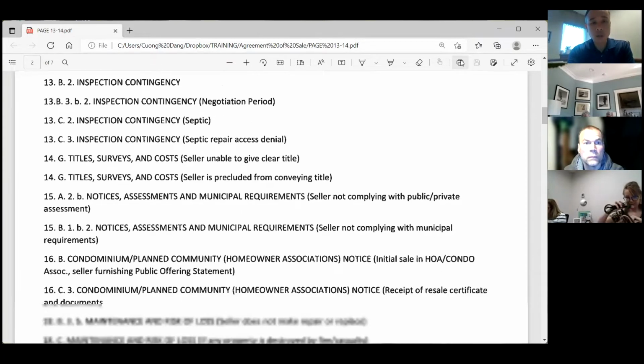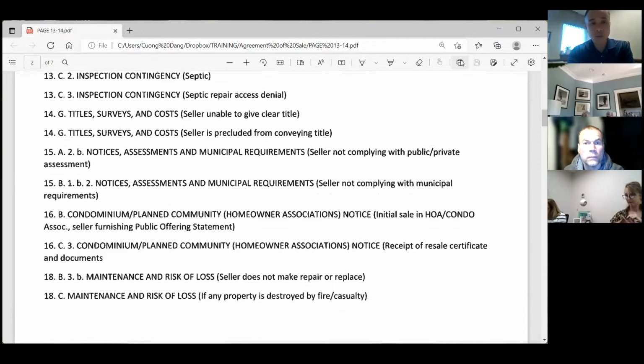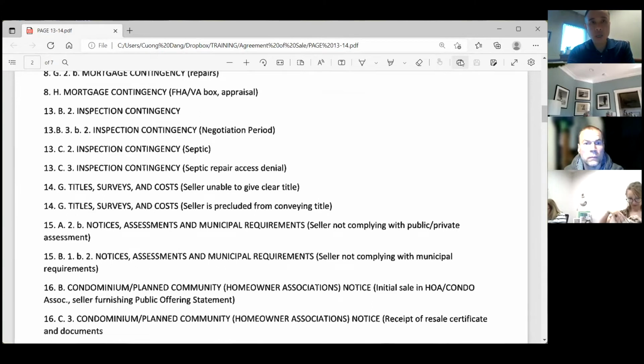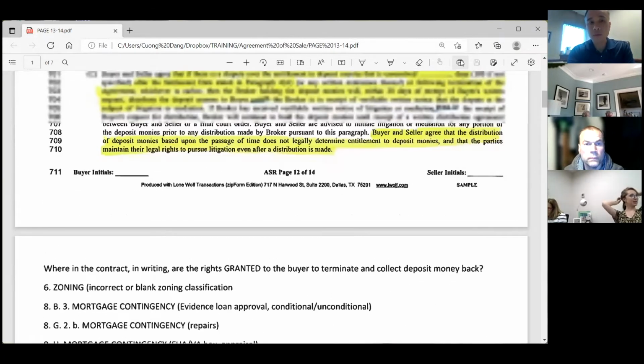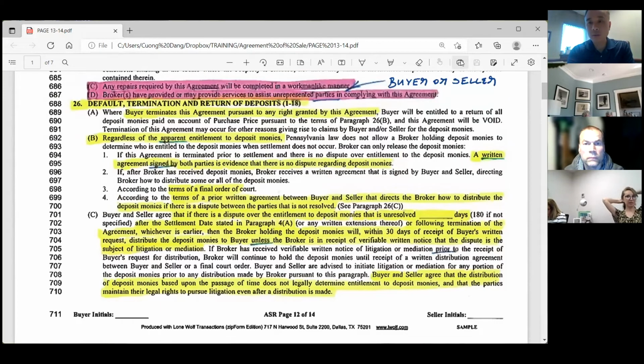And you probably should save this sheet, okay? And if you ever write a termination, it should reference one of these, because that's the paragraph that states the buyer is entitled to deposit monies. Okay? Any questions? Okay.